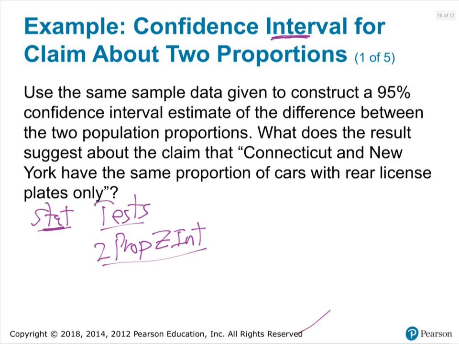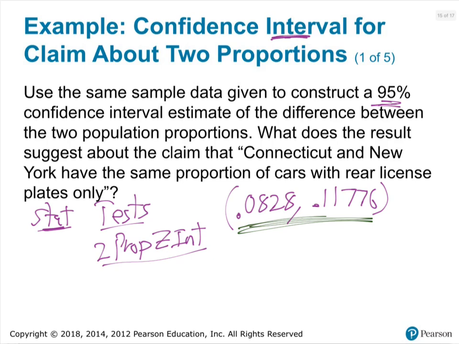If you hit that, it's already got the numbers in there. If you did the last one, it'll automatically have the numbers you just put in last time. Isn't that nice? Then they want us to do a 95% confidence interval, so you have to change that. That's the only number you'll have to mess with. Make it a 95% confidence interval. Hit the button, and I'm getting 0.0828, 0.11776. Did you get that? Yep.